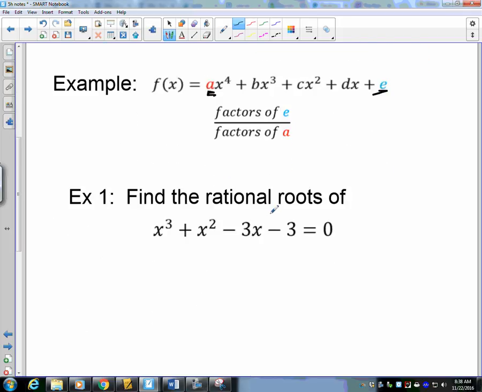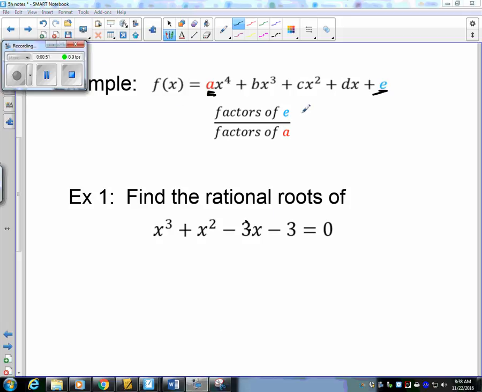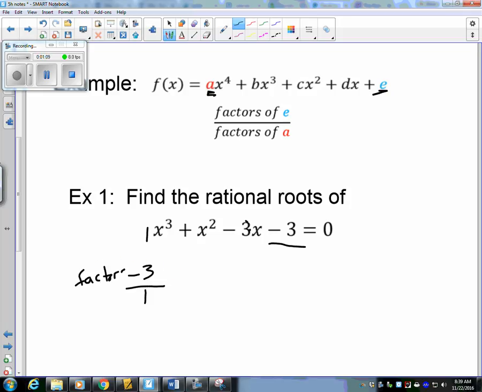So in example 1, we're going to take the constant term of -3 divided by the leading coefficient of 1. All of the factors of -3 are -3, 3, -1, and 1. And all the factors of 1 are +1 and -1.